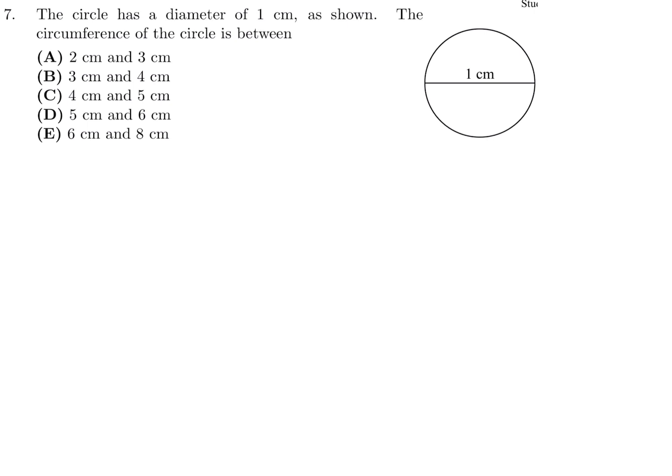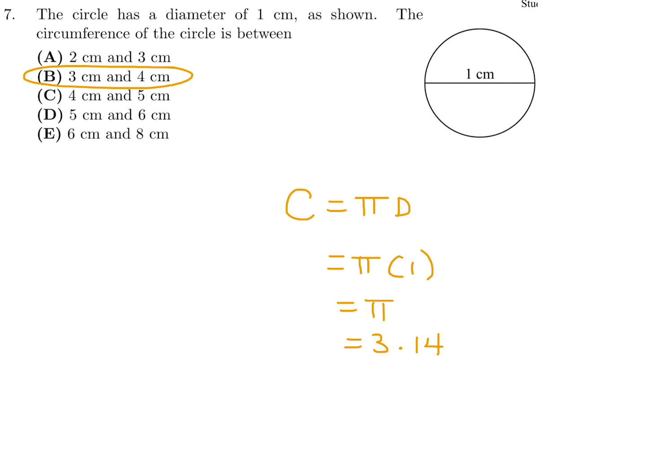A circle has a diameter of 1. Circumference is? Well, circumference is equal to pi times diameter. That's a very famous formula. They're telling me that diameter is 1, so the circumference is equal to pi. And as we know, pi is 3.14 approximately. So that is between 3 and 4. So the answer to number 7 is B.